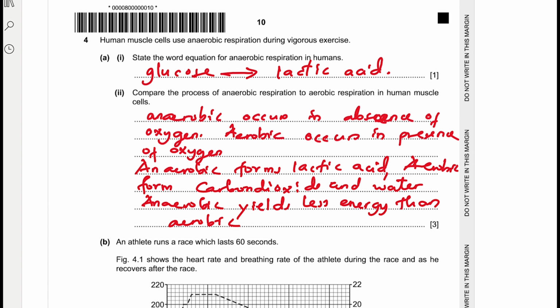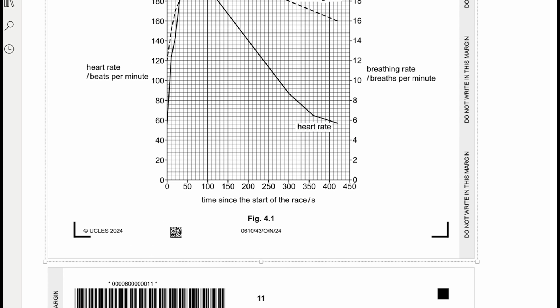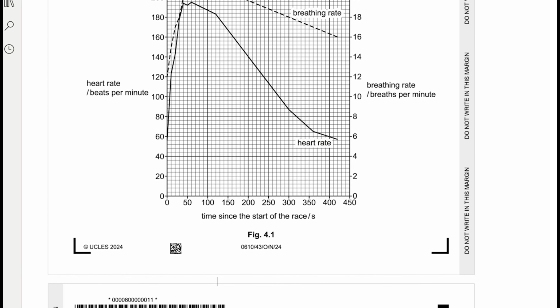And then an athlete runs a race which lasts 60 seconds. Figure 4.1 shows the heart rate and breathing rate of the athlete during the race as he recovers from the race. Alright, yes. Then we see here the graph of the athlete as they are running. Alright, so you can see the heart rate, you can see the breathing rate. Okay, so the heart rate, for example, it was at almost 60, almost 62 or 60.